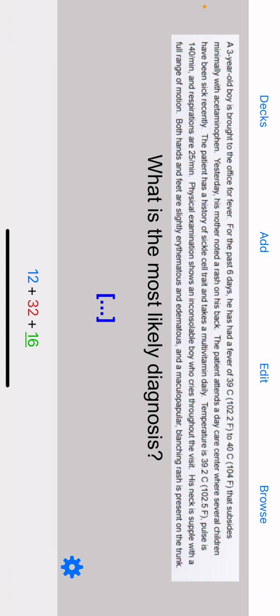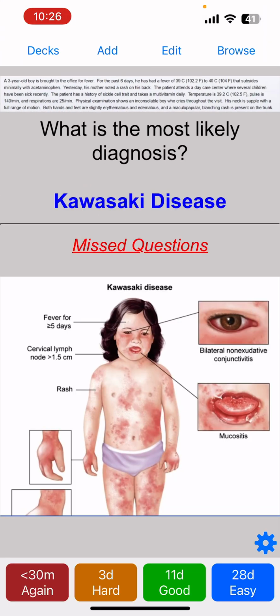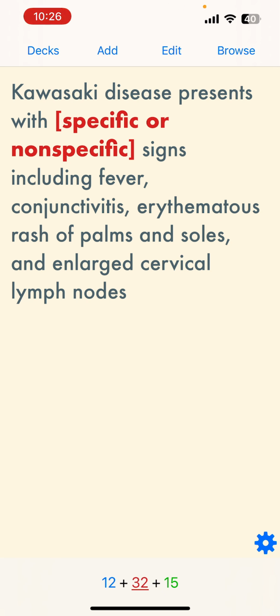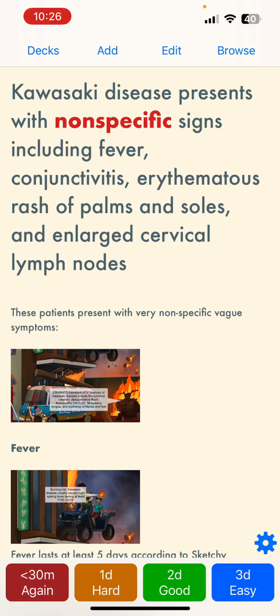Temperature is 39.2. Pulse is 140. Respirations are 25. Physical examination shows an inconsolable boy who cries throughout the visit. His neck is supple. Both his hands are slightly erythematous and edematous, and he has a macular papular blanching rash on his trunk. It sounds like Kawasaki disease, yeah. I thought there would be more to it, but yeah. Kawasaki disease presents with non-specific signs, including fever, conjunctivitis, erythematous rash of the palms and soles, and enlarged cervical lymph nodes.